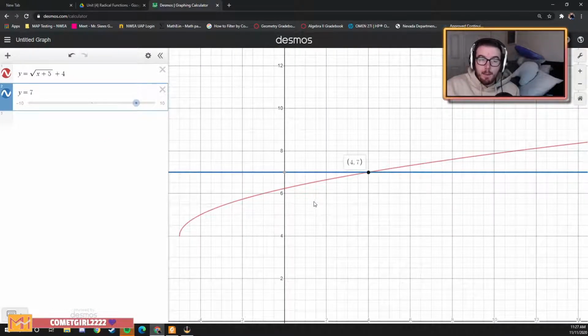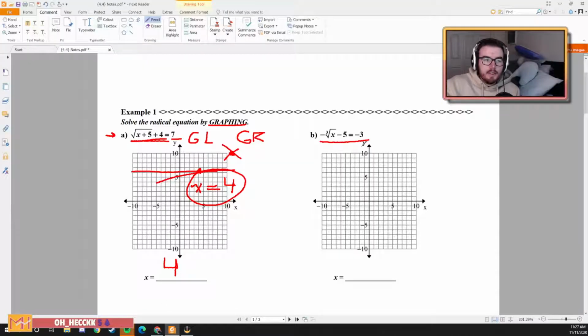Sometimes, though, it might touch twice. And we'll see that happen here briefly. So, if we look at this graph, it really is that simple, people. Let's not overcomplicate it, all right? Wherever they intersect, boom, it intersects at 4. Let's move on to the next one.